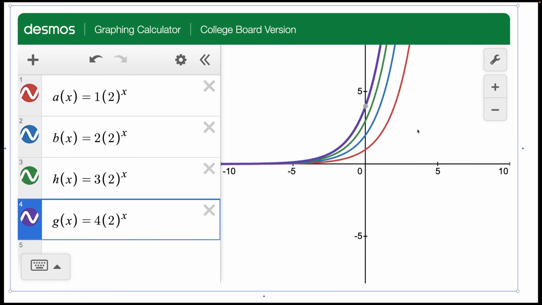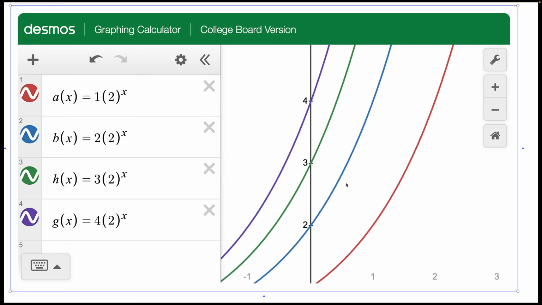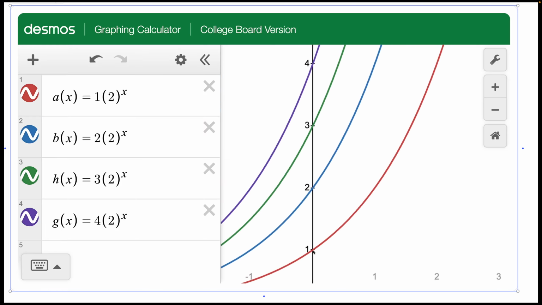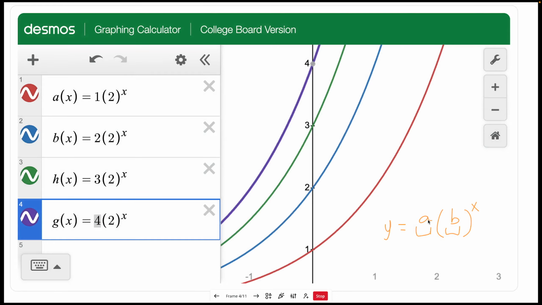Okay, and in fact, if we zoom in a little bit here, what we can actually see is that the y-intercept is changing, okay? And the y-intercept is always the number that's in front of the parentheses, right? Red graph, 1, hits 1. Blue graph, 2, hits 2. Green graph, 3, hits 3. Purple graph, 4, hits 4. All right, so the number in front of the parentheses is always the y-intercept. Now, so we said the a value is the y-intercept.